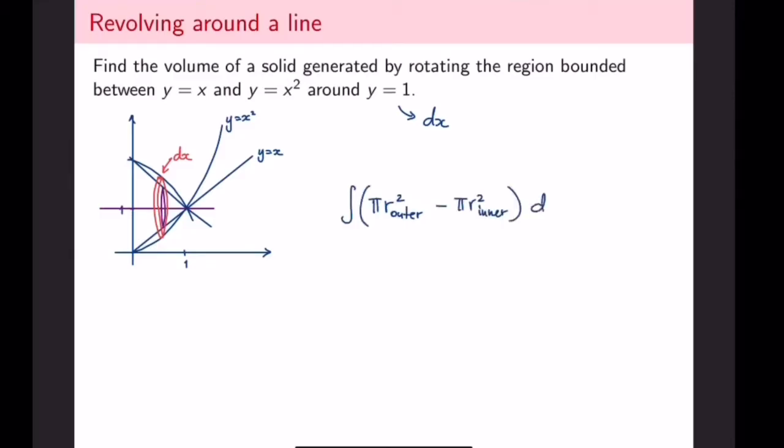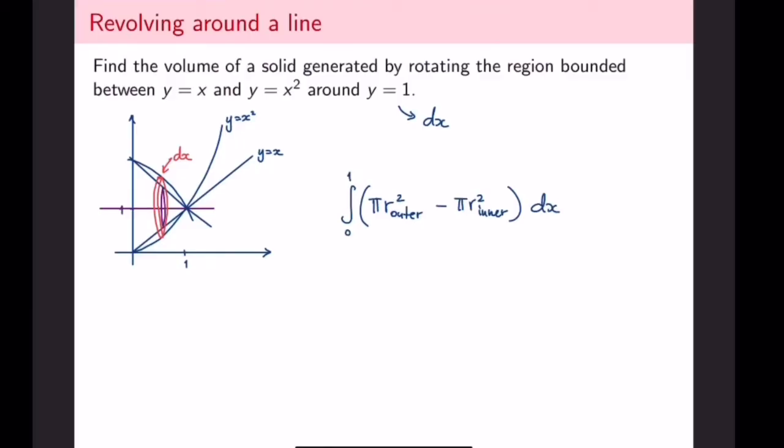And here I know my variable has to be dx. I can also immediately put my limits of integration because I know that this inside of these two curves spans between 0 and 1 in terms of x. Right? So it's going to be between 0 and 1. However, in this case, thinking about the radius will require a little bit more careful analysis.